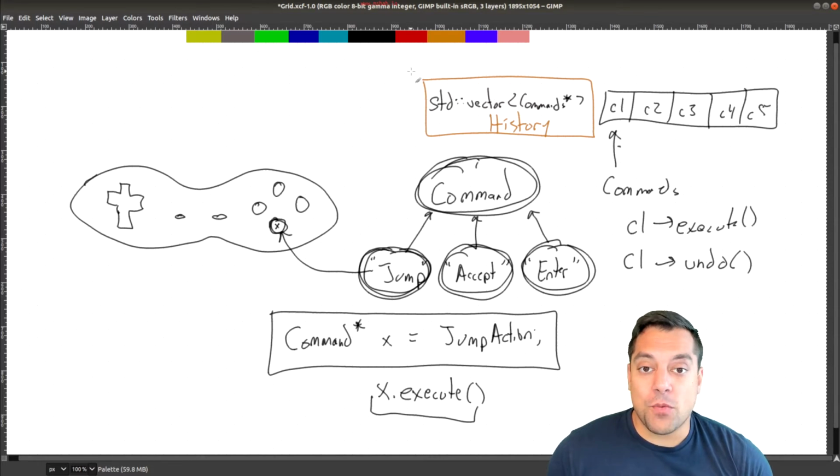Okay, so where I want to go from here is just do a little bit of live coding now that we understand the pattern or how to model it. And let's see how we can do things in C++.